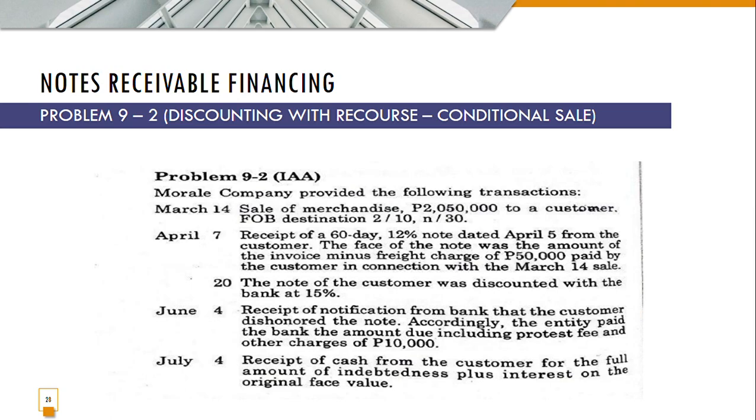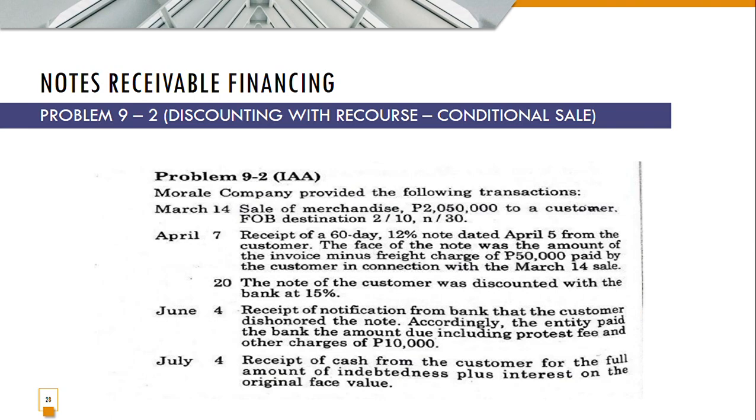The note of the customer was discounted with the bank at 15%. Okay, so in this case, you need the cash, and then the customer cannot pay, so they say they can pay in 60 days from now. So with this, you discount it with the bank. So on June 4, you received a notification from the bank that the customer dishonored the note. So the entity paid the bank the amount due, including the protest fee and other charges of 10,000.